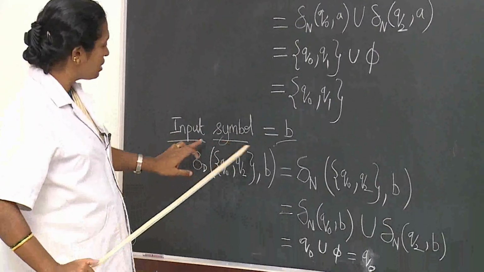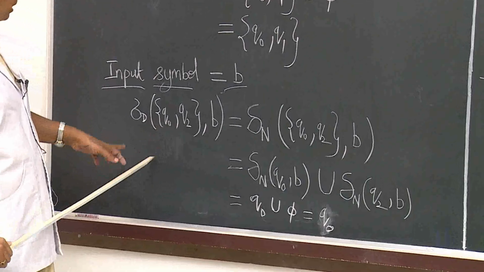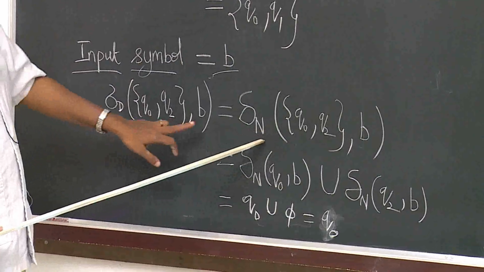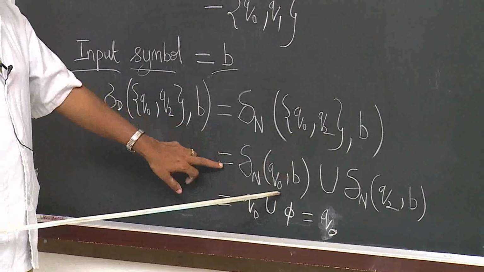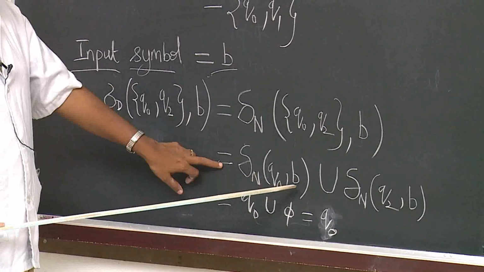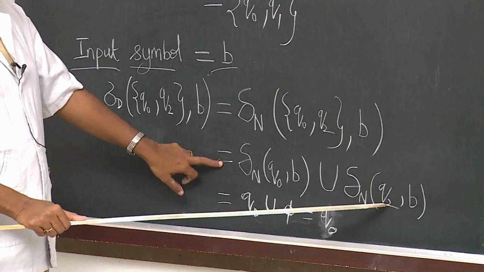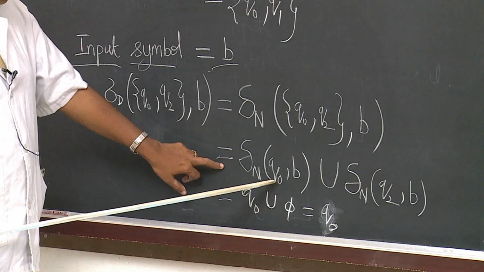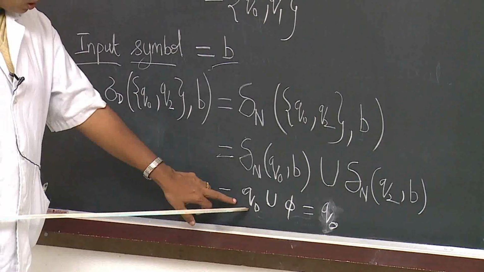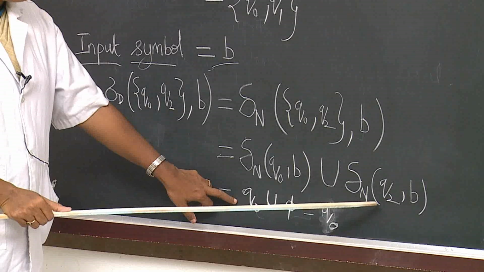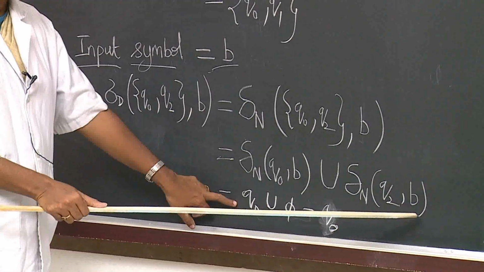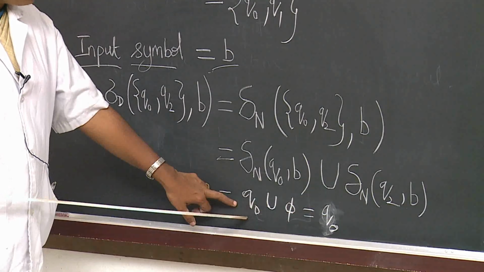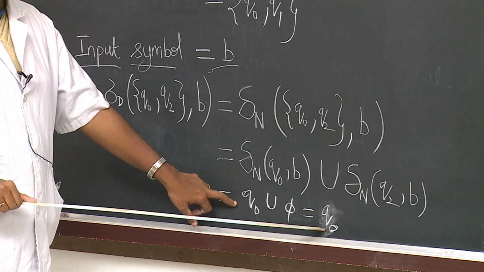Next, for input symbol B, the DFA transition is converted into NFA transition. Again it is split into transition Q0 comma B union transition Q2 comma B. Here there is a transition from Q0 by accepting B, it is Q0. There is no transition from Q2 by accepting the symbol B, so it is phi. If we combine this, the resultant is Q0.